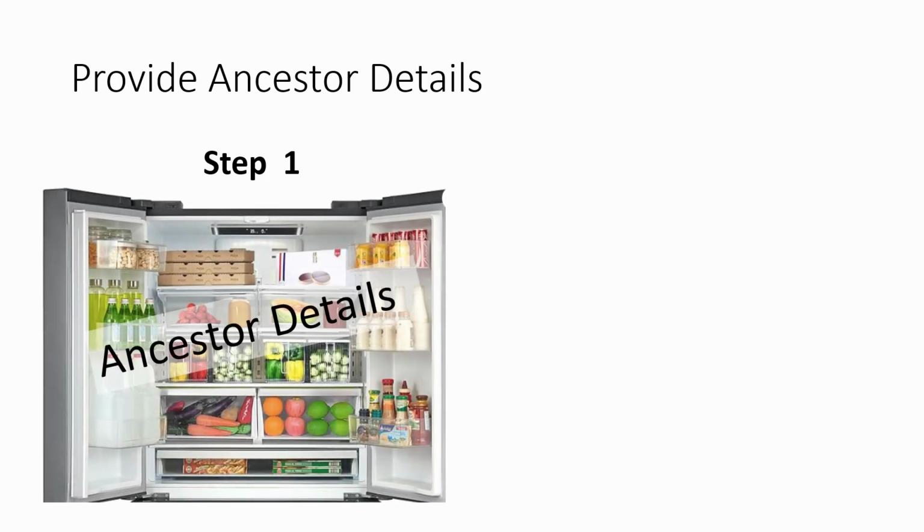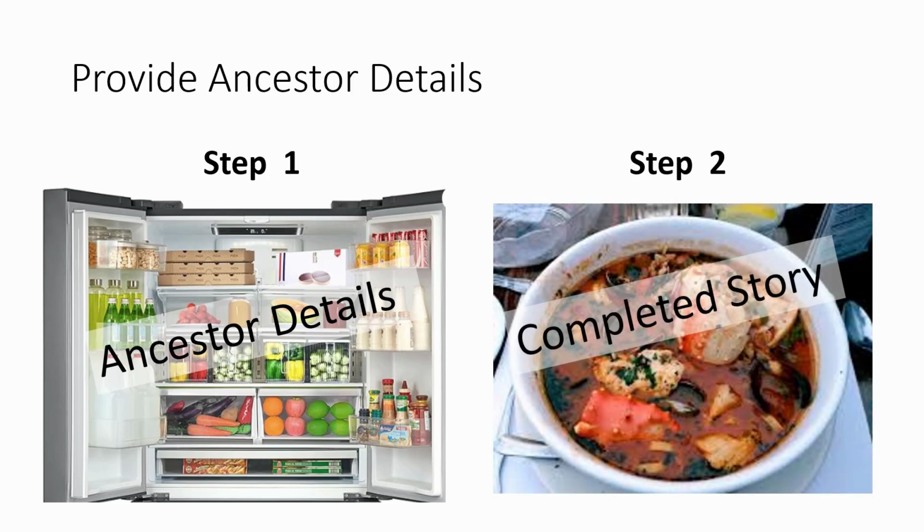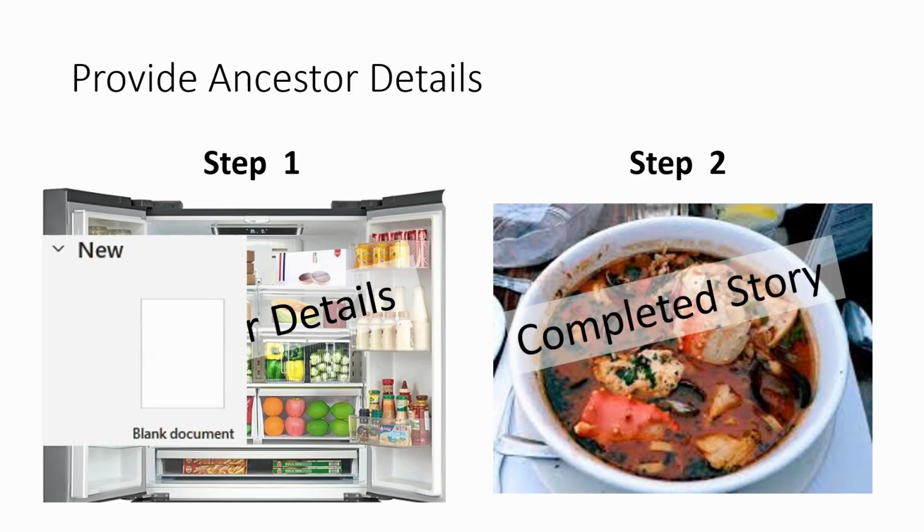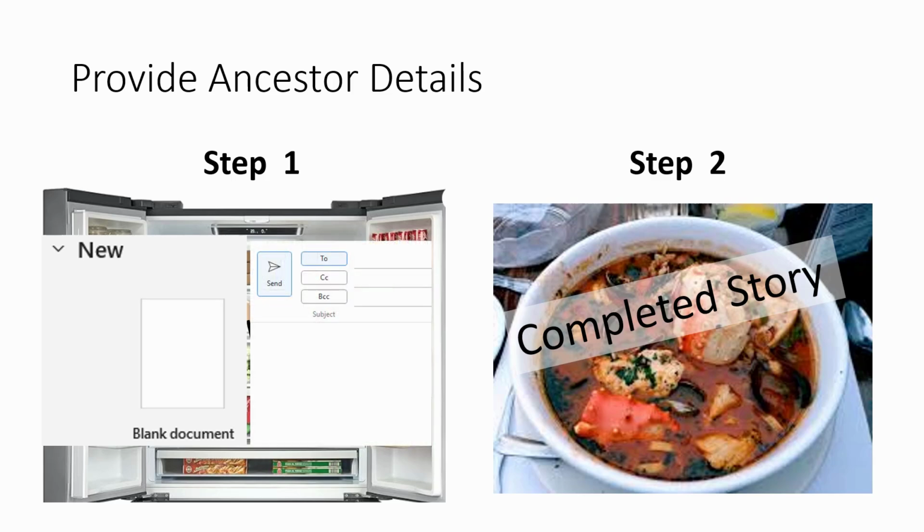Well, first, we're going to provide all ancestry details and facts, or the raw ingredients, so that ChatGPT can make a meal using our ingredients and its vast collection of recipes and cooking knowledge. Open Word or a similar program to collect all your raw ingredients. You can even use a new email that you won't be sending. Open your new blank text document first.